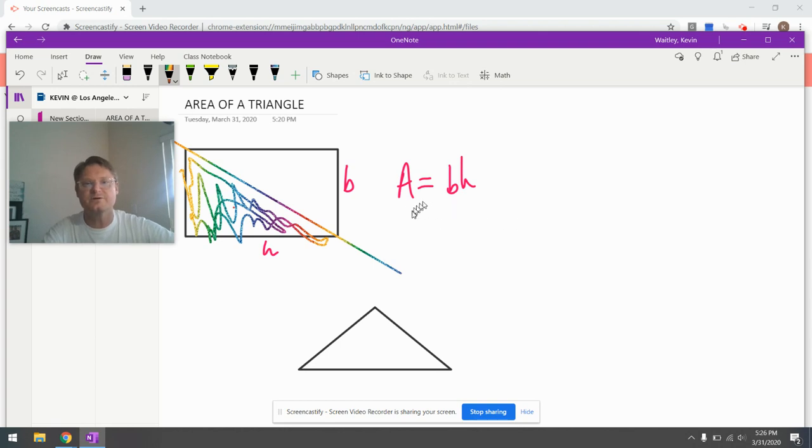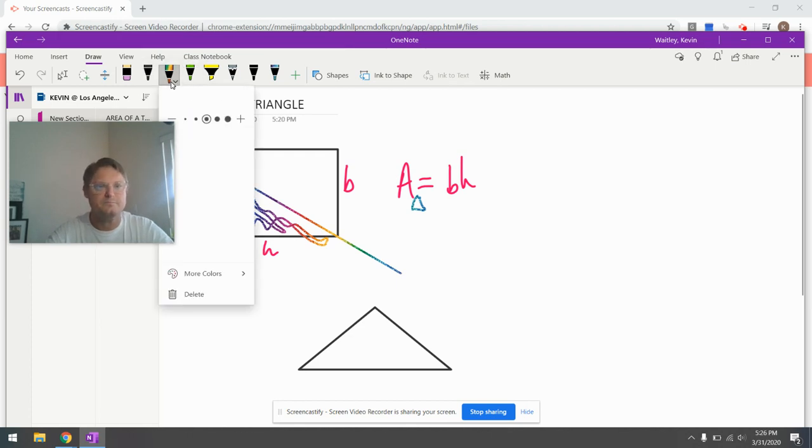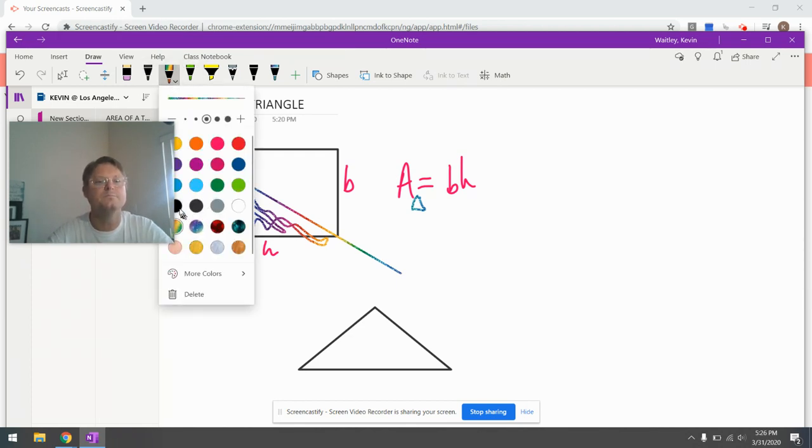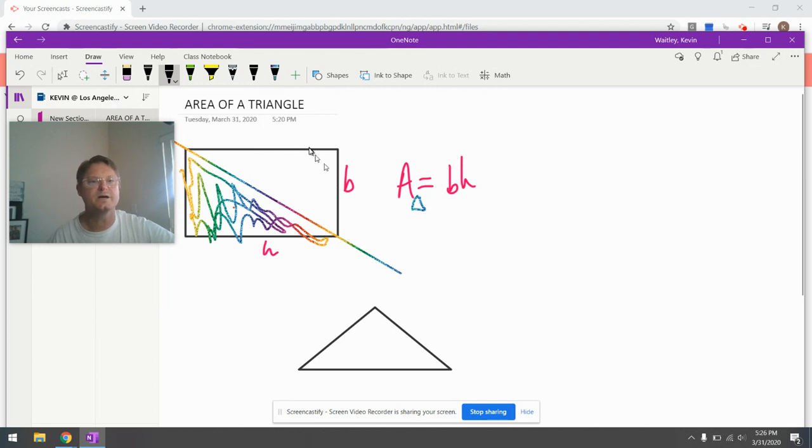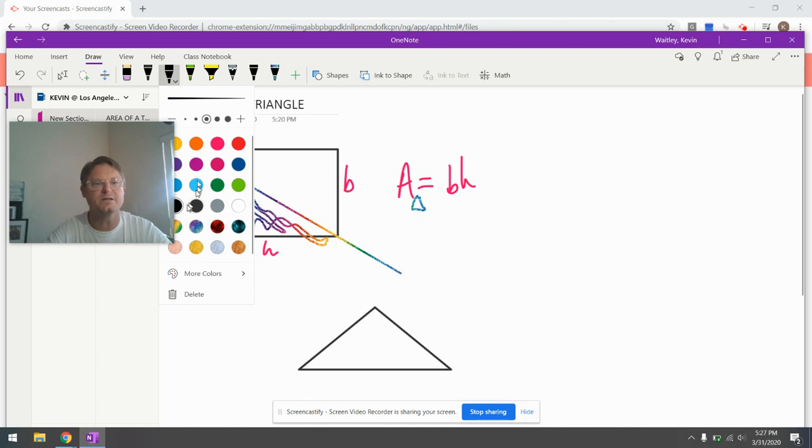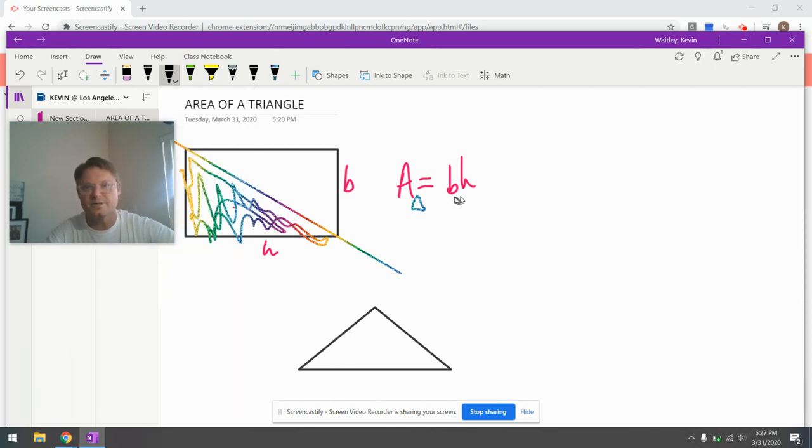So the area formula for a triangle, I guess I'll take off the rainbow color. It's kind of neat though. So the area formula for a triangle becomes base times height divided by 2, because we've taken it and divided it into two parts. So base times height over 2. And that will always get you the area of a triangle.